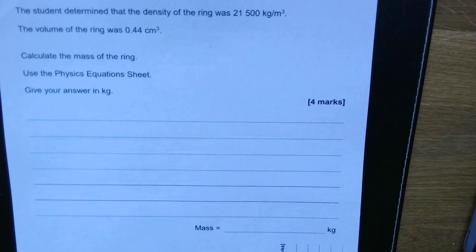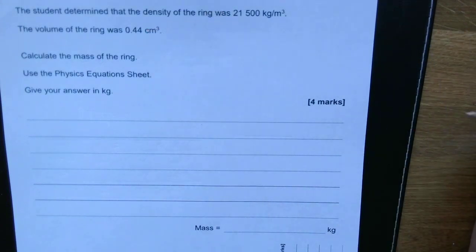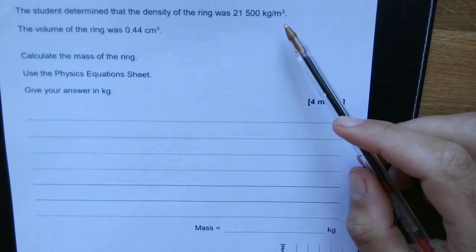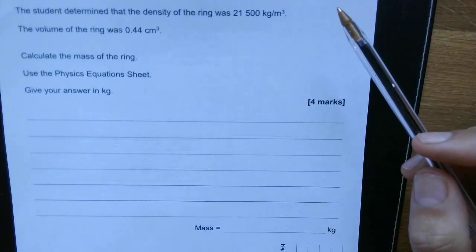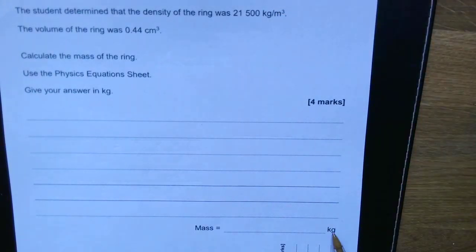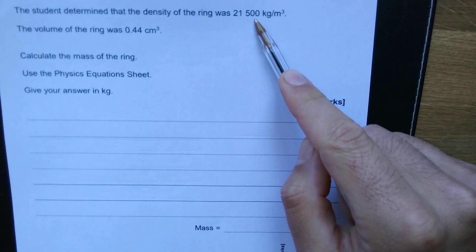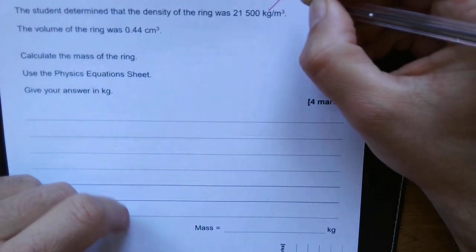Now, although this is a relatively easy question, I've included it because it's got a really awkward conversion. The student determined the density of the ring. The density of the ring was 21,500 kilograms per meters cubed. In this case, it's good to have it in kilograms per meters cubed because it's asking for the mass in kilograms. Because those are both the same, we can tick that part.